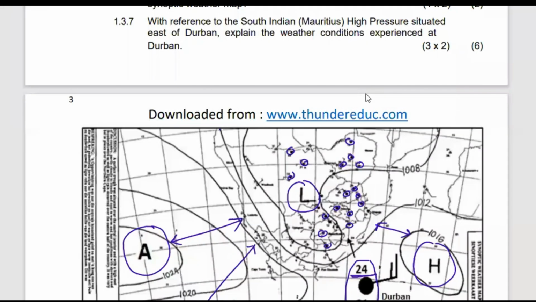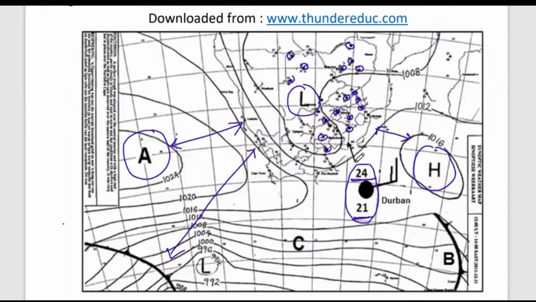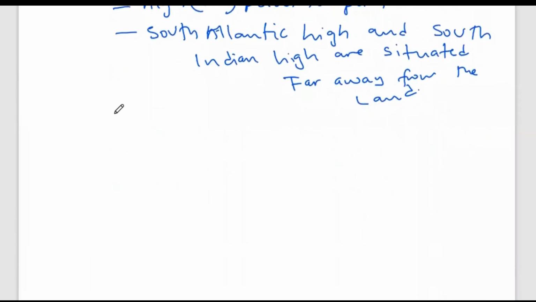All right. Question 1.3.7. They say, with reference to the South Indian (Mauritius) high pressure situated east of Durban, explain the weather conditions experienced at Durban. All right, let's go to Durban. So this is the station model, which is found at Durban. Let me remove this, make it clear. Okay, so we can start with the wind direction is northeast, and we are going to say, let me draw another line here to separate this from this other question.